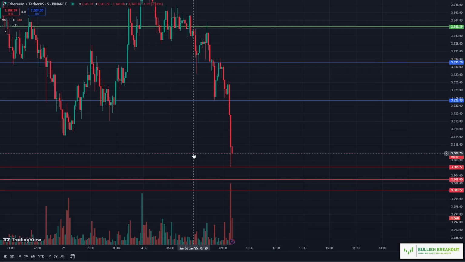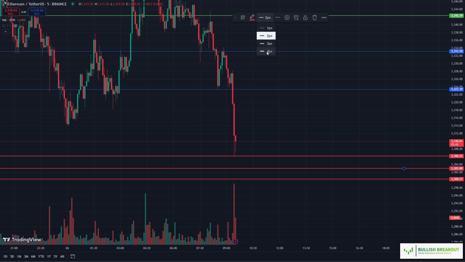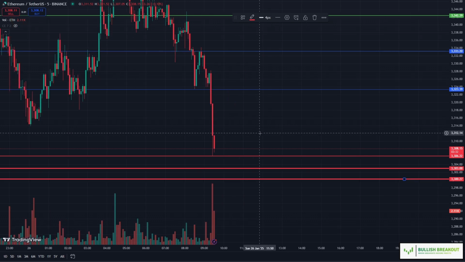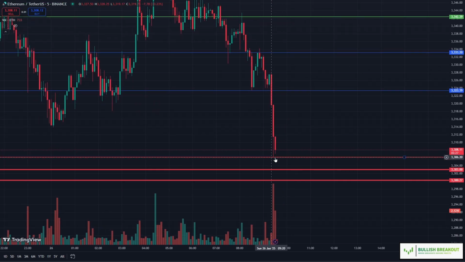So just now I have created two targets. The first one is this. Let me make it more bold. And the second will be this one. Let's wait for the breakout.